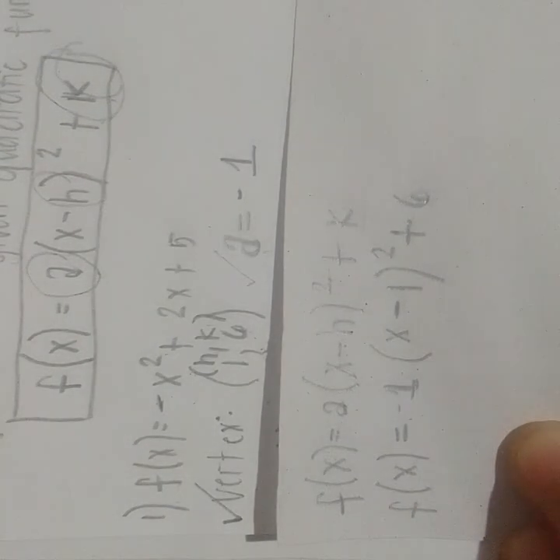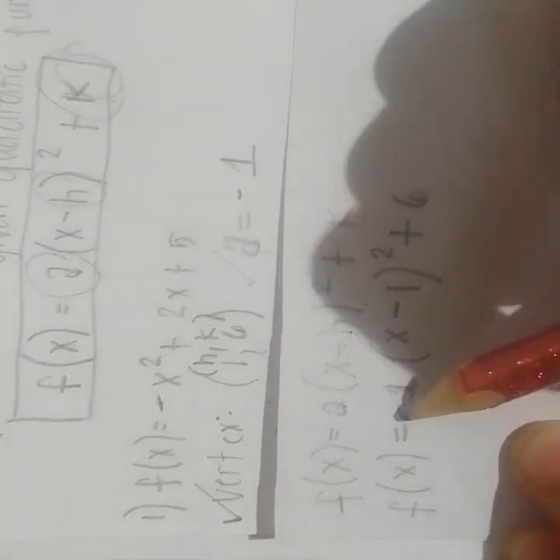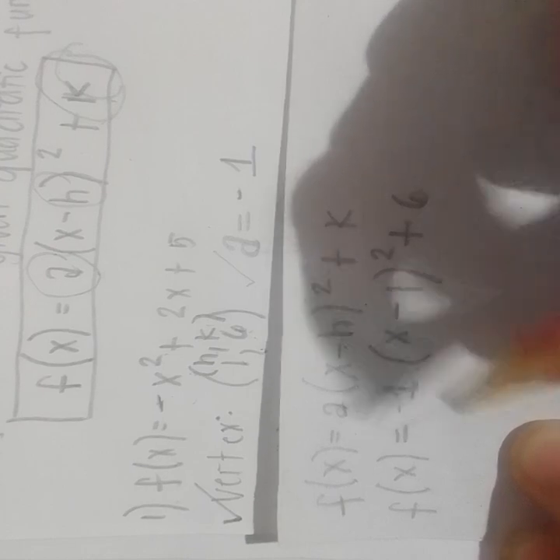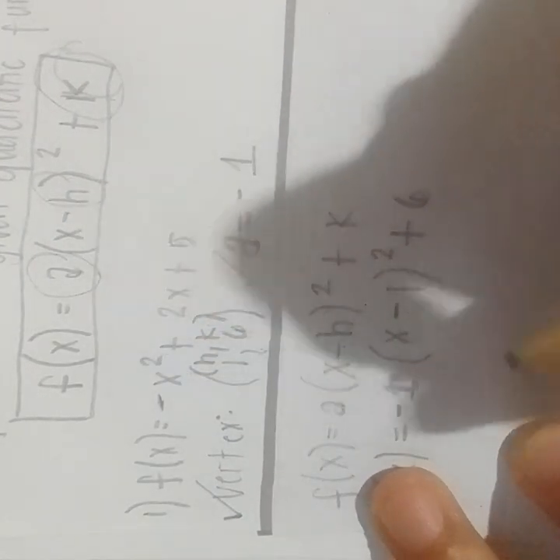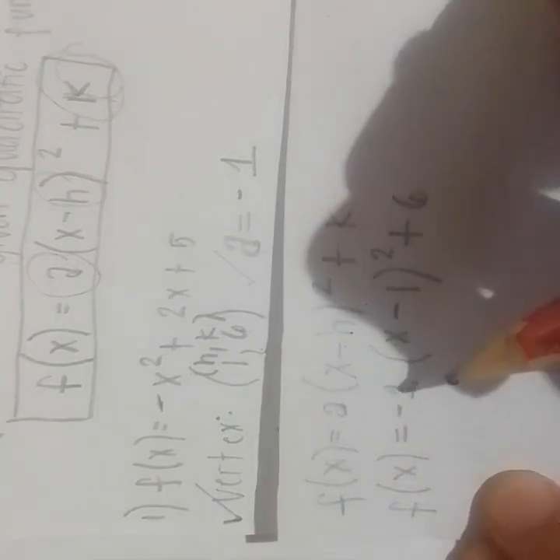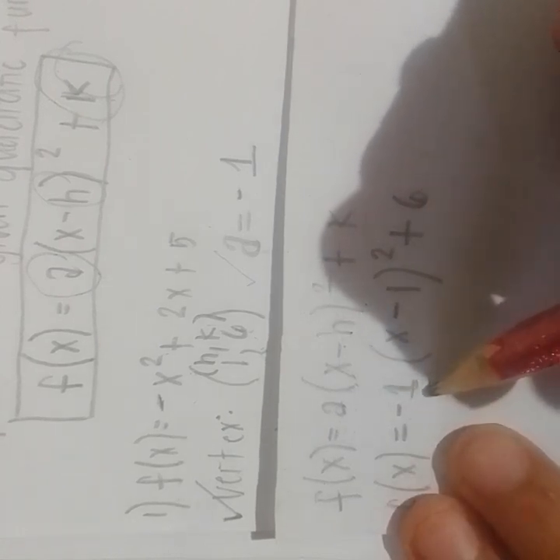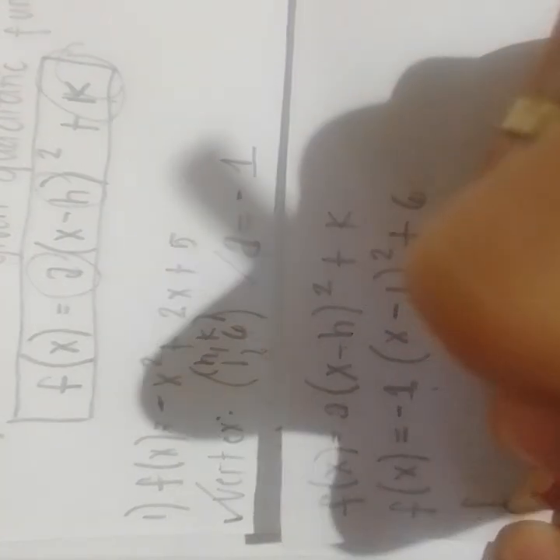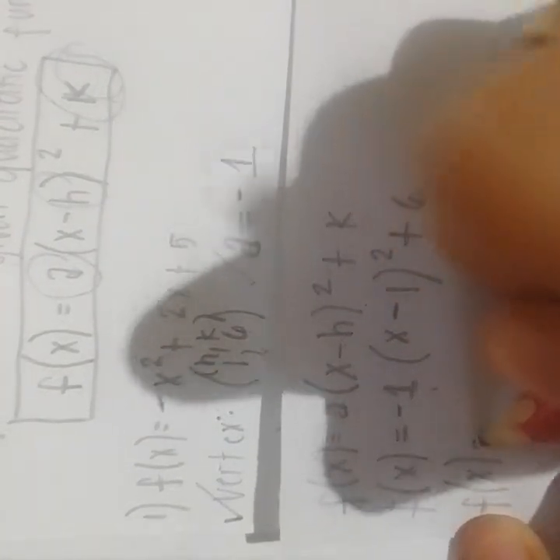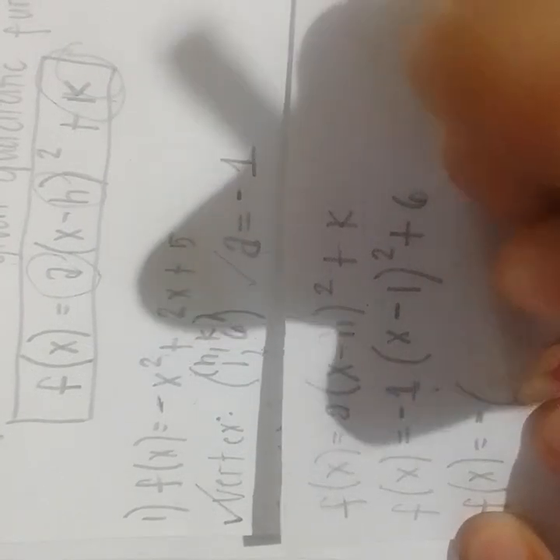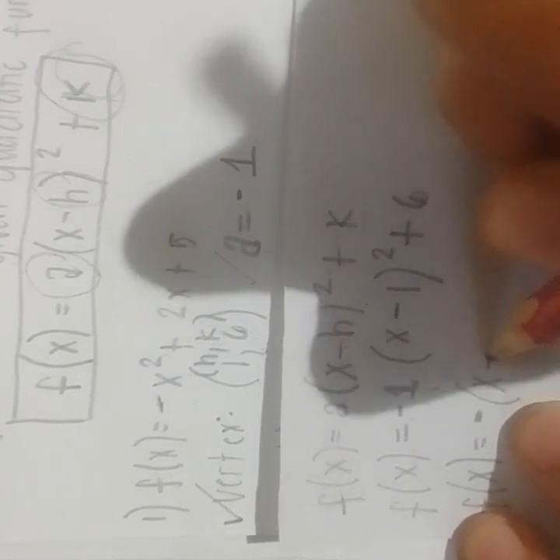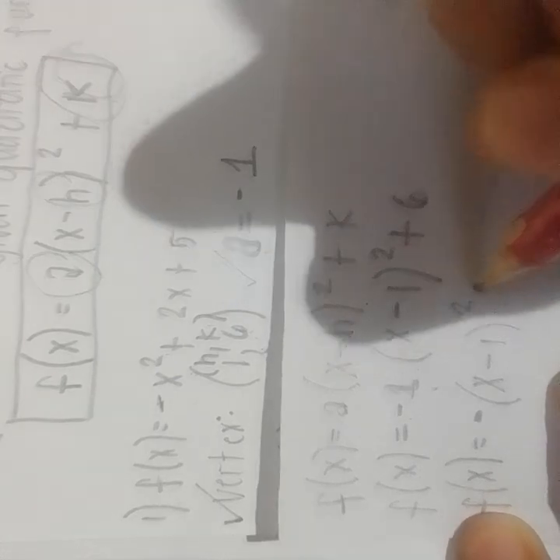Now, double check your vertex form, whether it is final or not. As you can see here, there is a negative 1 value outside the binomial. So, what you will do is not write the 1, since it is imaginary. So, rewrite it. We have f of x is equal to negative, then the binomial x minus 1 to the power of 2 plus 6.